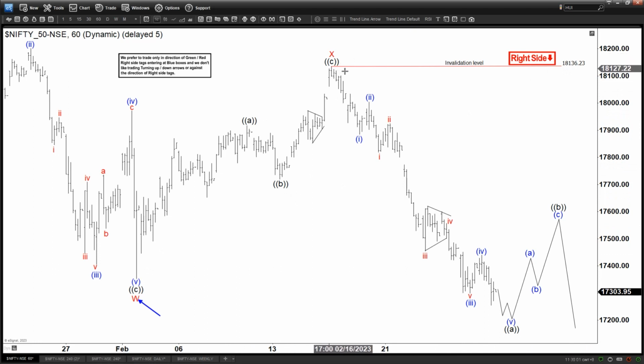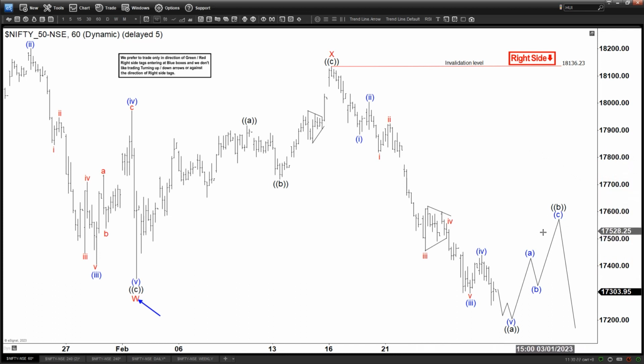Since then, Nifty has already turned lower. The decline looks impulsive, and it has broken below the previous low. So therefore, it is a lower low sequence now. And we're looking for these 5 waves to complete soon. Then from here, Nifty should be rallying in 3 waves. But as long as it stays below 18,136, the rally should fail.